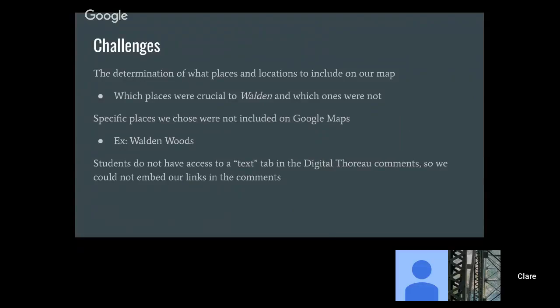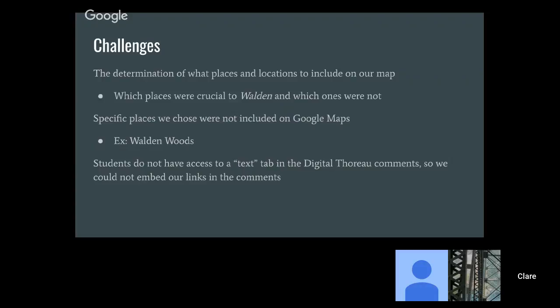And then one of our biggest challenges was actually getting the comments into the Digital Thoreau because we did not have a text tab, and this part's a little confusing, but we pretty much had to try to embed our links in the comments. This was really difficult without the text tab because it wouldn't work. And then you had to put a URL into it, but we ended up figuring it out and it did work.